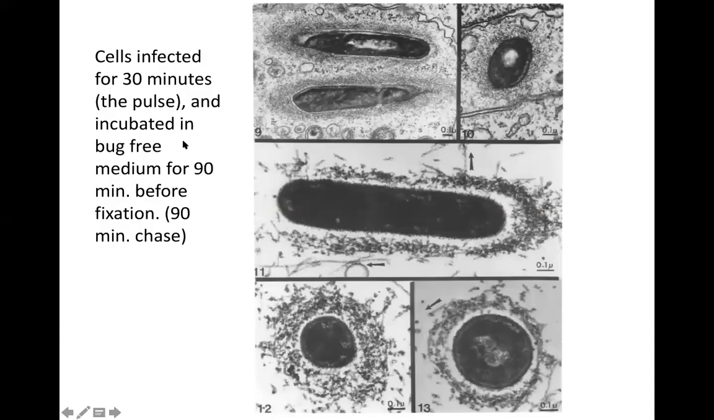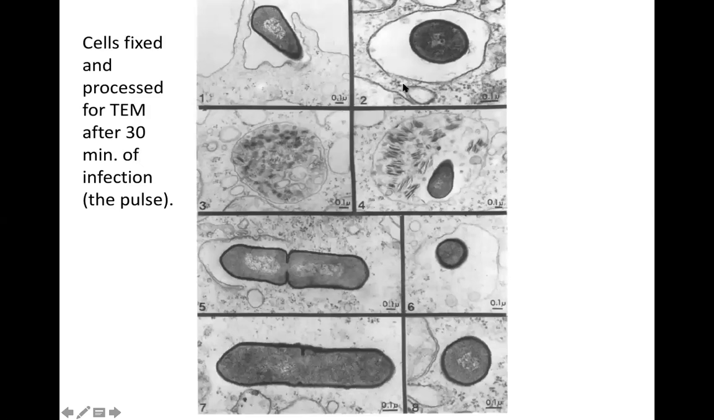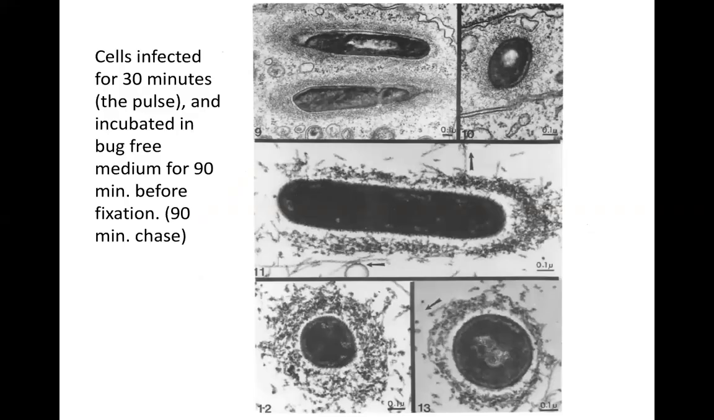This is the next set of figures. And these are cells that were infected, once again, for 30 minutes, but then incubated for an additional 90 minutes before fixation. And what you see here is that they're now all completely free of the endocytic membrane. In the previous example, the free bugs had no fibrillar meshwork or mat associated with them. But here, all the bugs at this time point have this fibrillar mat.